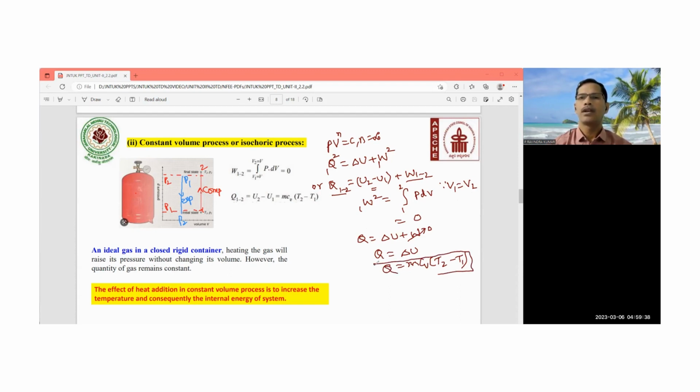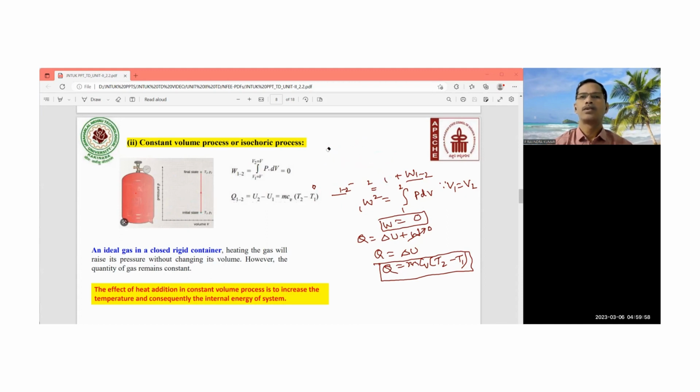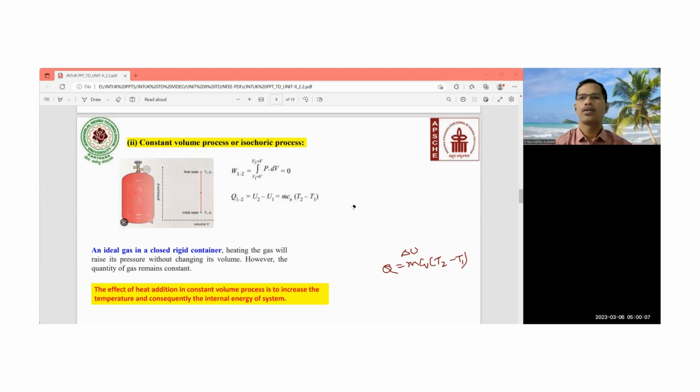This is the heat transfer relation, and this is the work transfer in a closed process, right? So this is all about the constant volume process. That is, you can call it the isochoric process. So what are the heat transfer and work transfer relations to be built up? Try to go through the examples here.